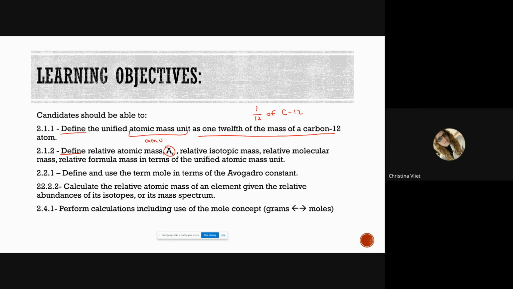And so you're going to define the relative atomic mass, the relative isotopic mass, the relative molecular mass. Oh, these are actually all the same definition. Relative atomic mass, relative isotopic mass, relative molecular mass, and relative formula mass. What's the difference? It's a relative mass. What's the difference here? Atom, isotope, probably circle those words. Molecular, formula. What do you think is the difference? It's literally all the same definition. You'll see that momentarily.